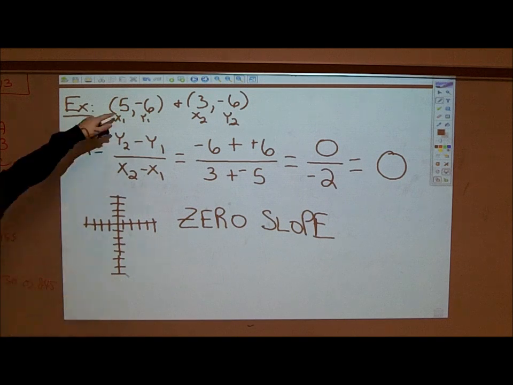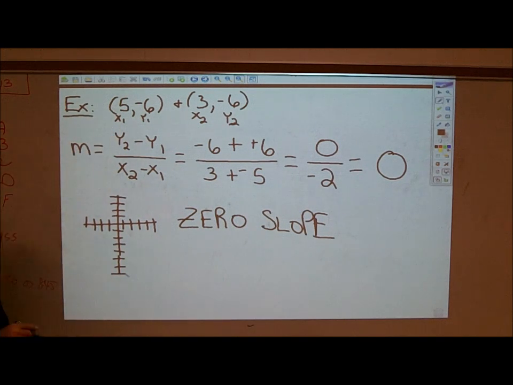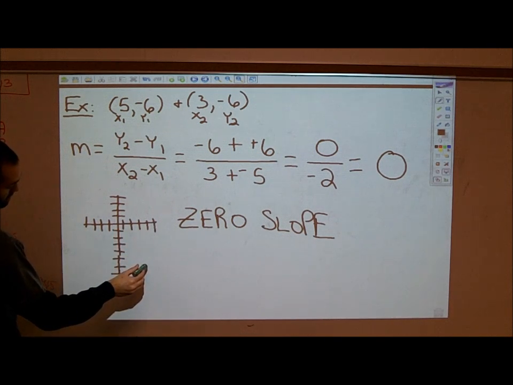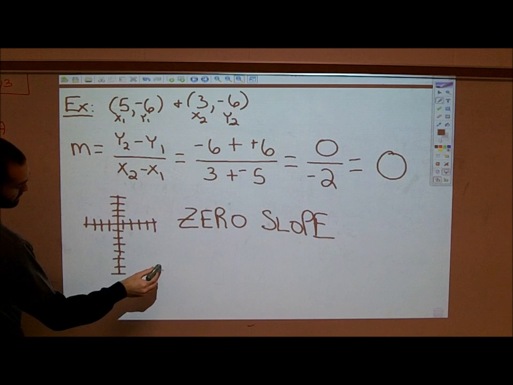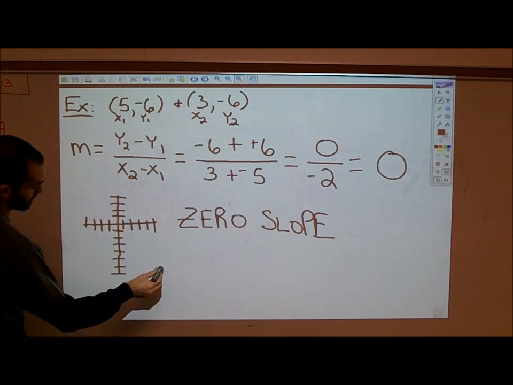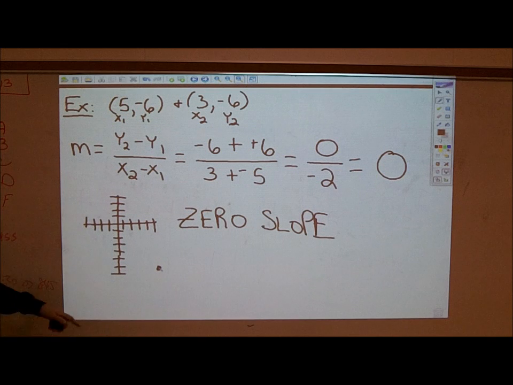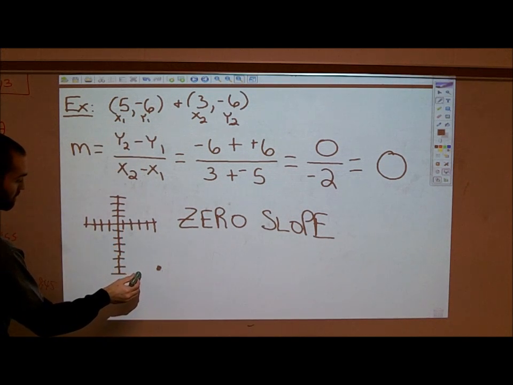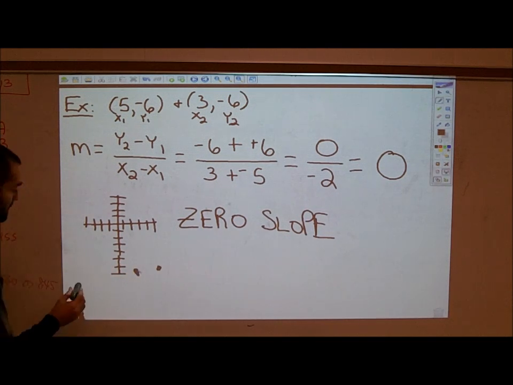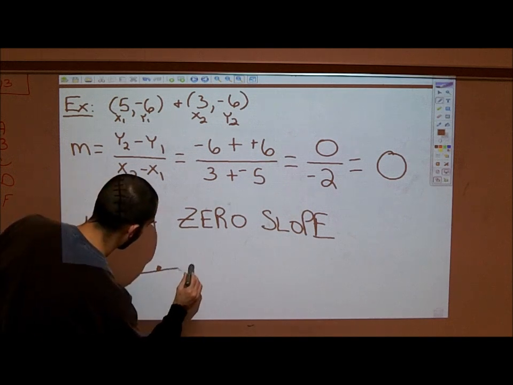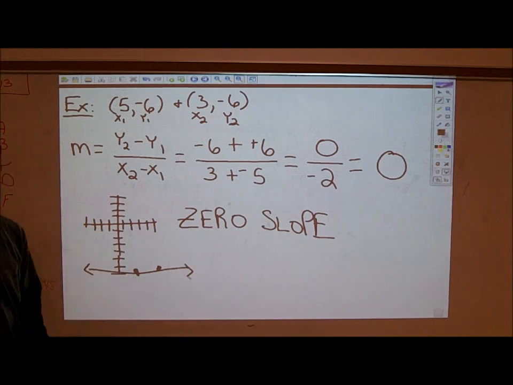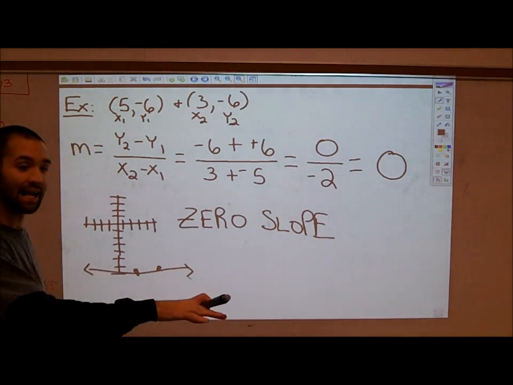Okay, if I take my first point, 5 comma negative 6. So I go to the right 5, down 6. It needs to be about right there. And then 3 comma negative 6, right 3, down 6 again. Once we have 2 points, we can connect a line. What type of line do you see? It ends up being a horizontal line, a flat line.